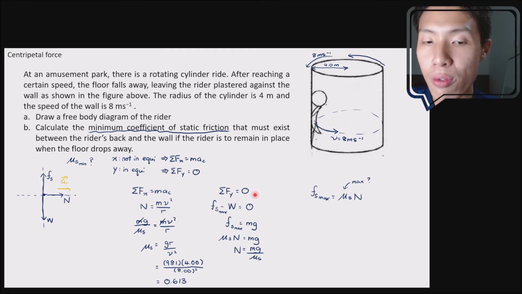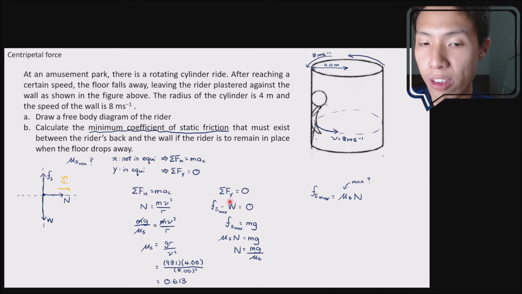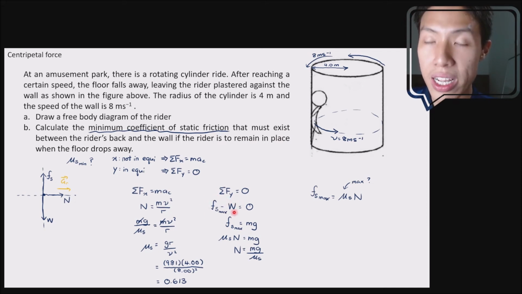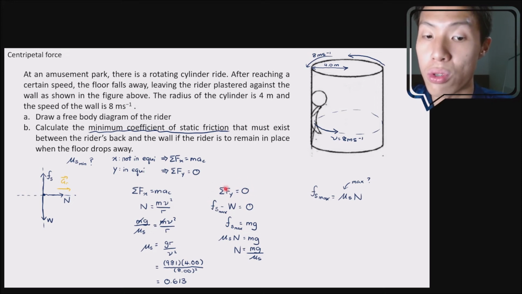The sum of Fy will be a combination of the static friction and the weight. To be more precise, the static friction pointing upwards will need to balance the weight pointing downwards in order to have a sum of Fy equals to 0. We know that the weight is fixed already. So that means the static friction that you need for the rider to remain in place is fixed already, and the static friction required will be equals to the weight. The magnitude of the static friction required will be equals to the weight, so that when they are pointing in opposite directions, they can cancel each other out. Sum of Fy is equals to 0.